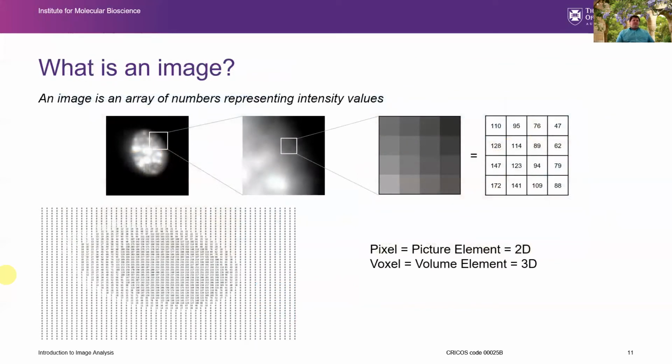An image is just an array of numbers, at its simplest, that represent the intensity that was detected by the digital capture device. So in this example of a nuclei, if we keep zooming in, we'll be able to see that there are just discrete pixels that have gray values that correlate to these numbers. And a pixel is just a picture element. So that's the 2D representation.